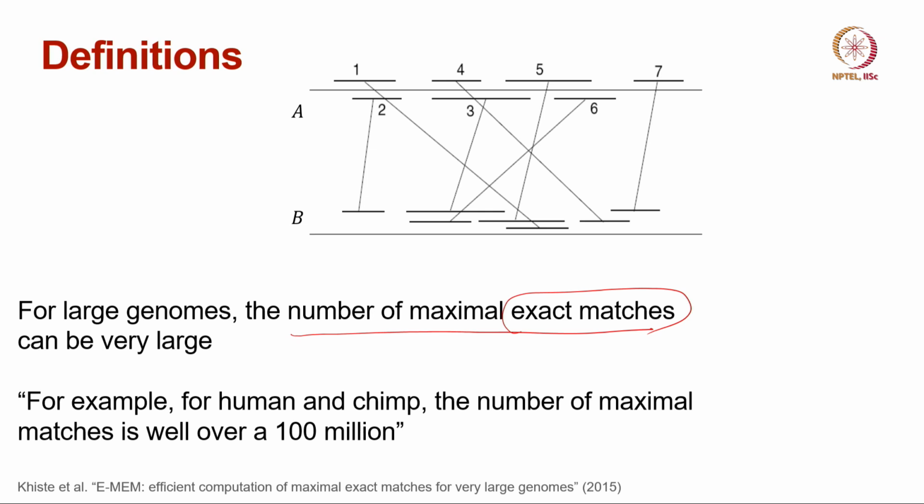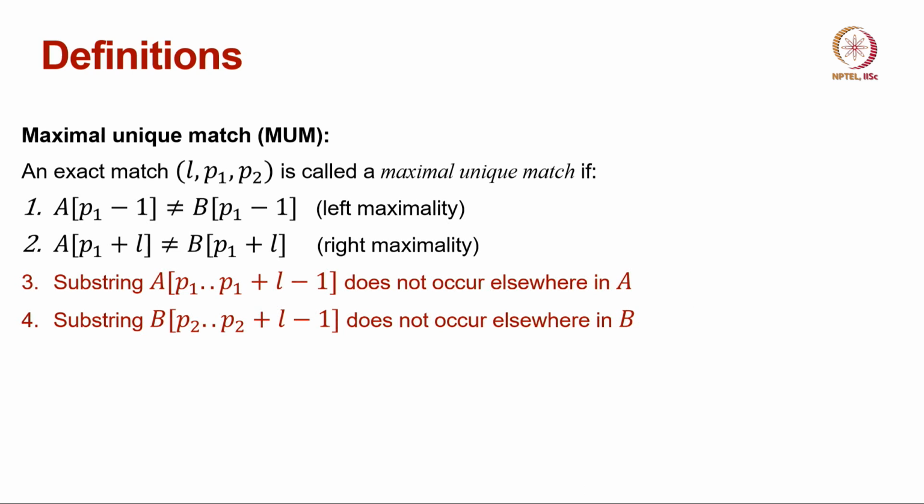So, for example, in the literature we find that what people have reported is that between human and chimpanzee genomes, the number of maximal matches is well over 100 million. As a result, because maximal exact matches can be too many, we look for an alternative definition of computing matches, and that is what motivates the maximal unique match.